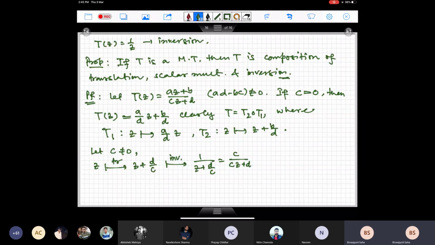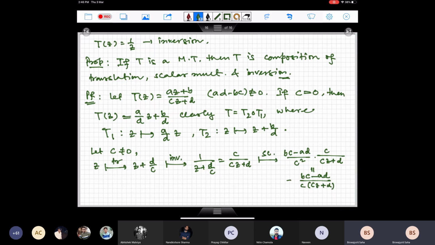Okay, and now what I do is that I give a scalar multiplication. So how do I scale this? Somehow I need to bring in this BC minus AD. So I'm going to scale it by (BC minus AD) divided by C square. Of course, C is not equal to 0 in this case. So this times this, and therefore what do I have? This guy is (BC minus AD) divided by C into (CZ plus D).